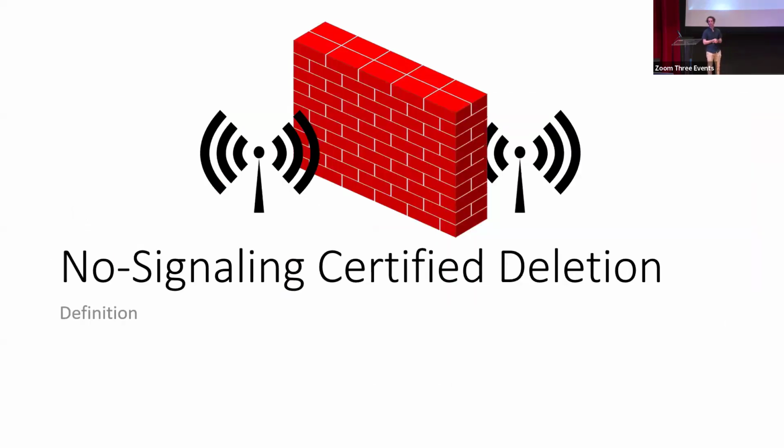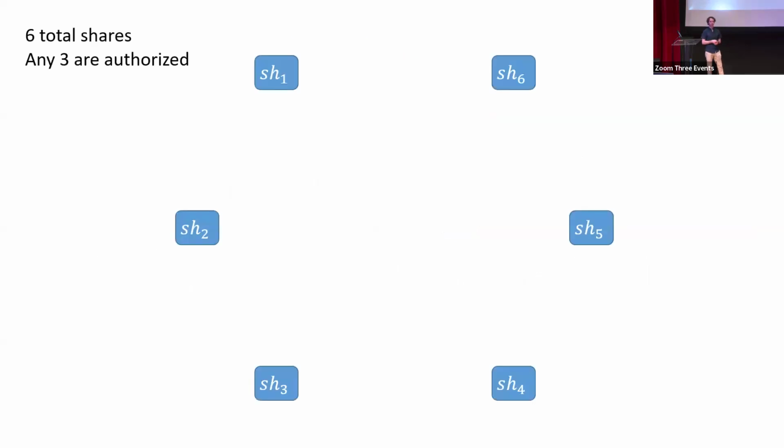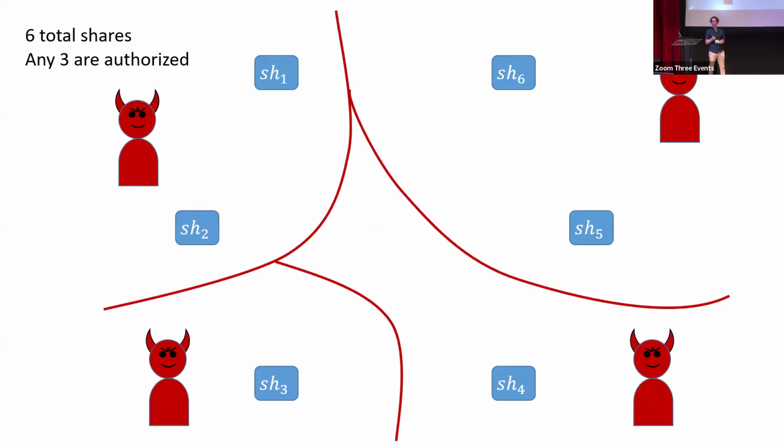I'd like to start off with no signaling certified deletion. To begin with, you can imagine splitting your secret into some number of shares. And now the adversary partitions these shares into unauthorized sets. So here, any 3 shares are authorized, and the restriction on the adversary is that no partition can have 3 shares in it.